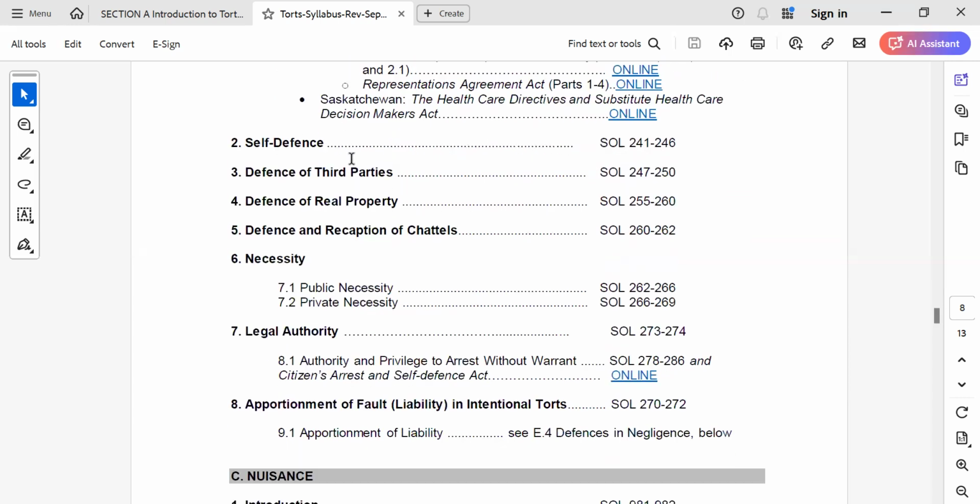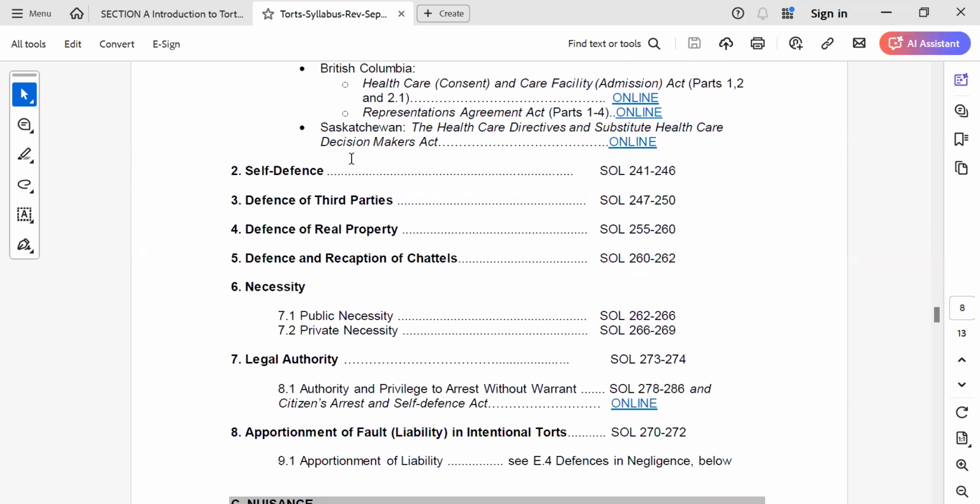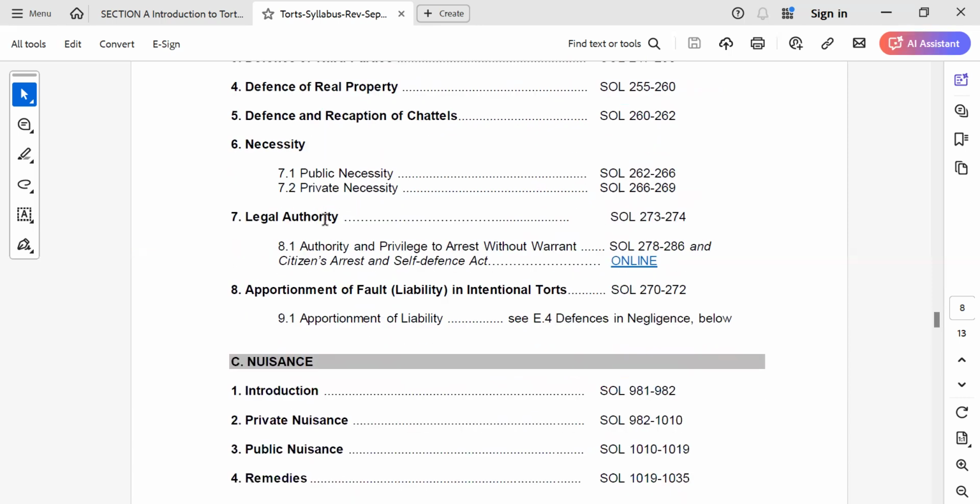Then self-defense. So first one was consent, like they gave you the consent to do it. And second is self-defense. You did it out of defense of person. Then defense of third parties, defense of real property, defense and recaption of chattels. Necessity. It was necessity. Then legal authority. Under legal authority, somebody does something that may otherwise be called a tortious act, but when you have the legal authority to do that, then it won't be. It will be a very good defense.